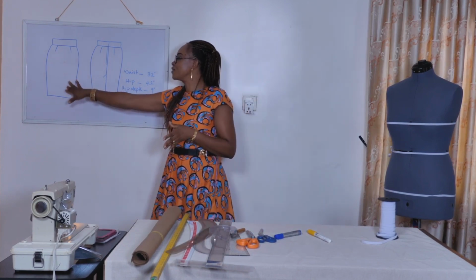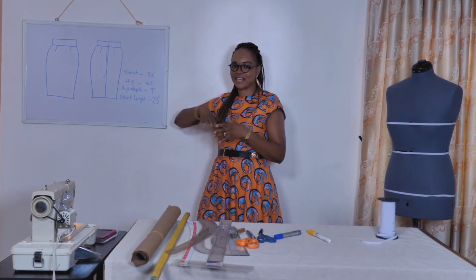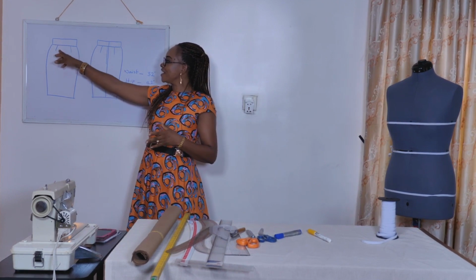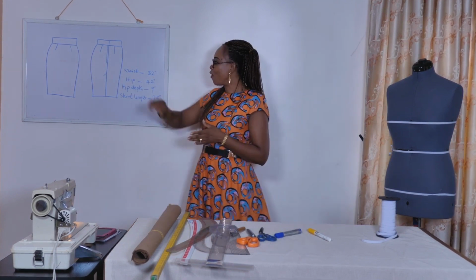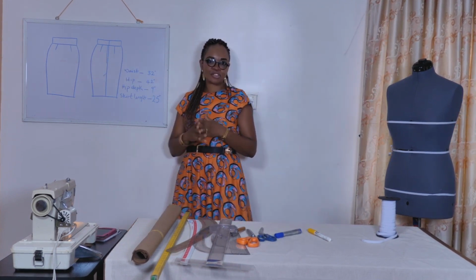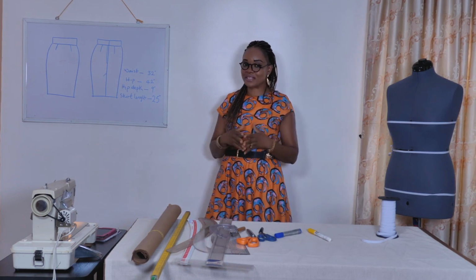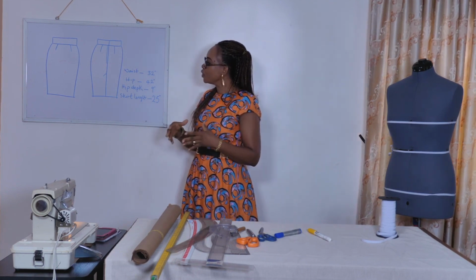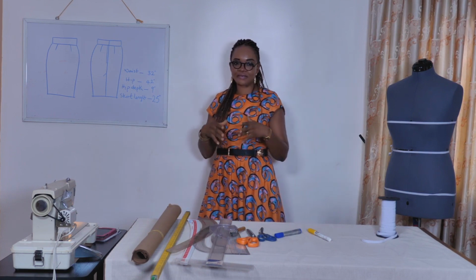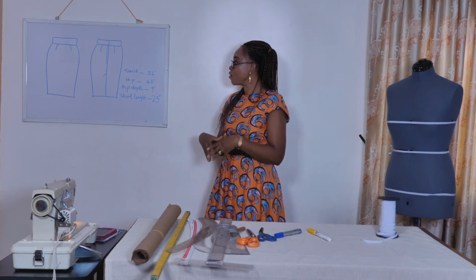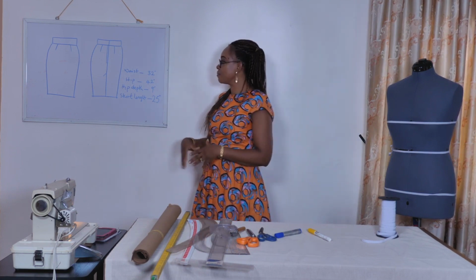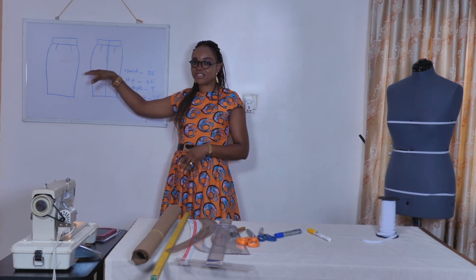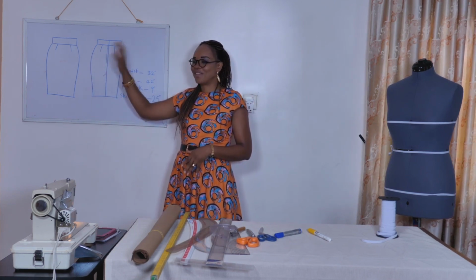Okay, so this is the front of the skirt and this is the back of the skirt. So on the front of the skirt, you have 2 darts. Also at the back, we're going to be having 2 darts. Although some skirts come with 4 darts in front and 4 darts at the back. But we'll be starting with a skirt draft with 2 darts.